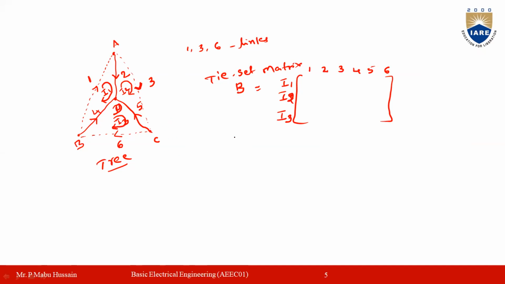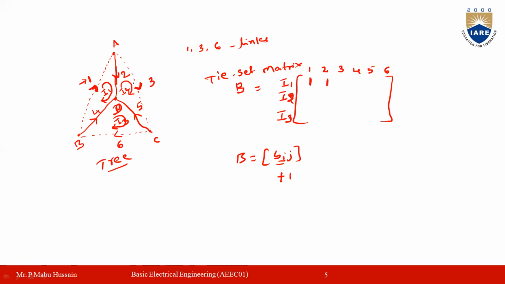In the matrix B, the element Bij is equal to +1 if the direction of current through the branch and the assumed loop current are both in the same direction. If you see the first branch, the direction of the branch current is in this direction, and loop current I1 is also in the same direction, so here you get +1. The second branch current is flowing from top to bottom, and loop current I1 is also in the same direction, so for 2 also you get +1.